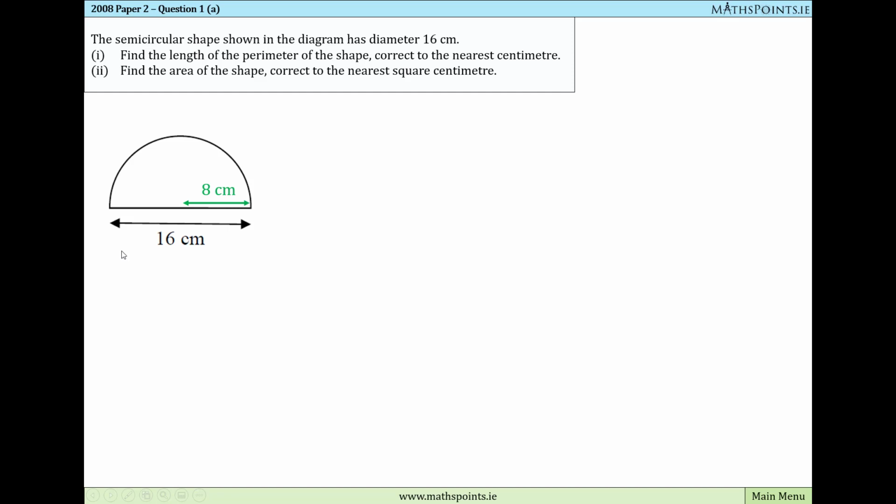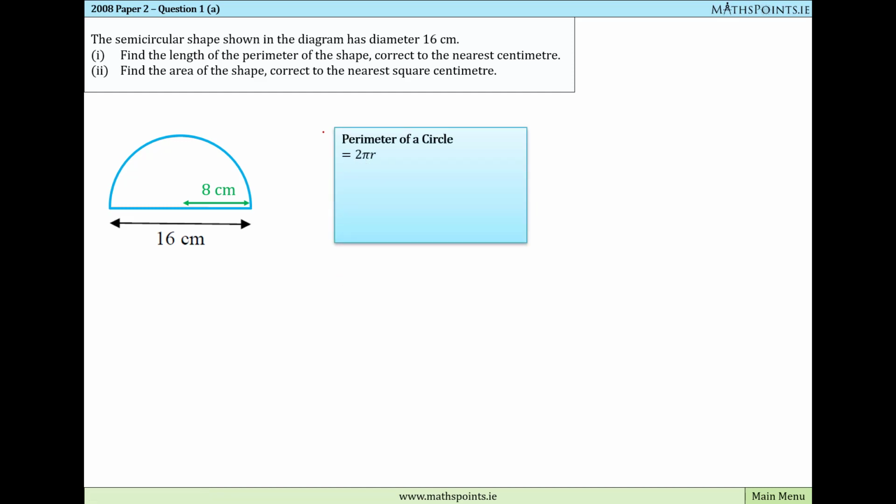When we're talking about the perimeter of this shape, we're talking about two parts. We're talking about half the circumference of a circle from one side of the diameter all the way around to the other. But then this semicircular shape is enclosed, and so there's also this 16 centimeters along the bottom. The formula for the perimeter of a circle is in your maths tables, and it's given as 2 pi r.